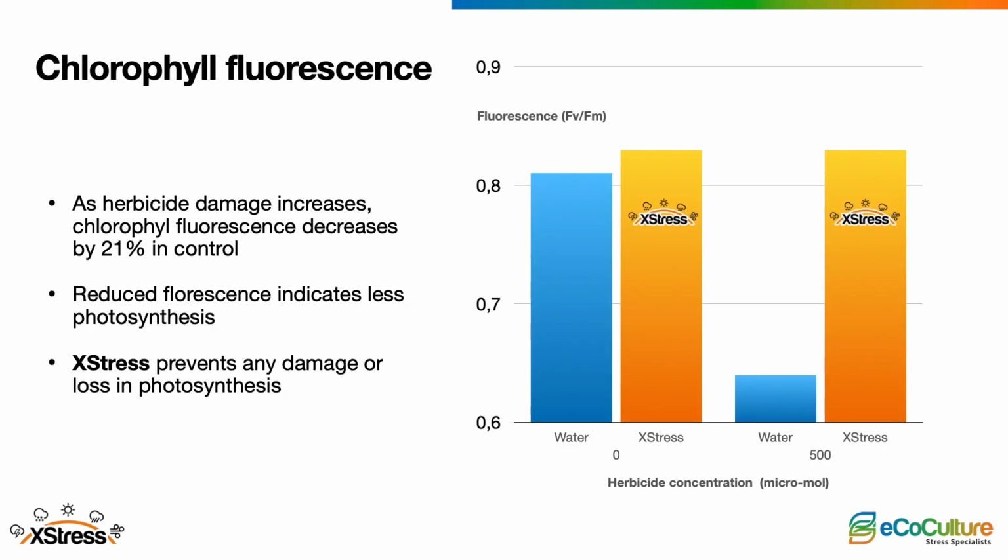Chlorophyll fluorescence. As herbicide damage increases, chlorophyll fluorescence decreases by 21% in control. Reduced fluorescence indicates less photosynthesis. XStress prevents any damage or loss in photosynthesis.